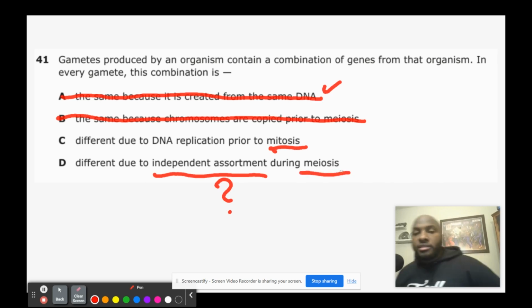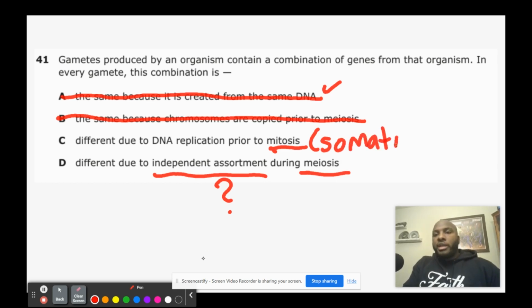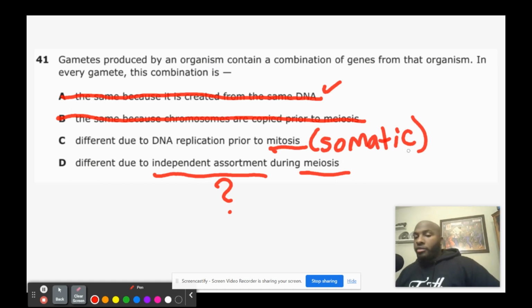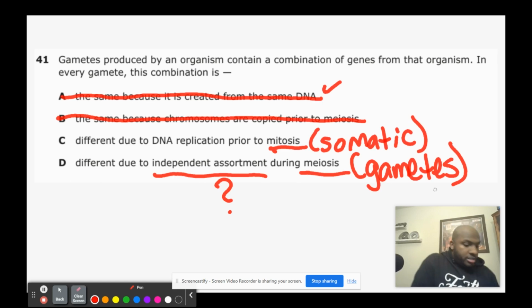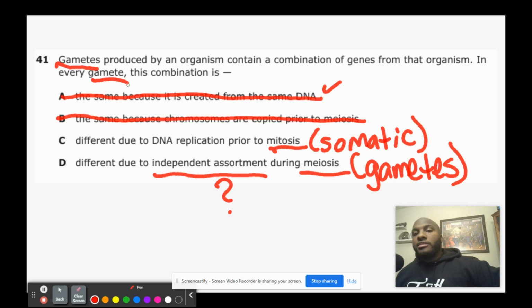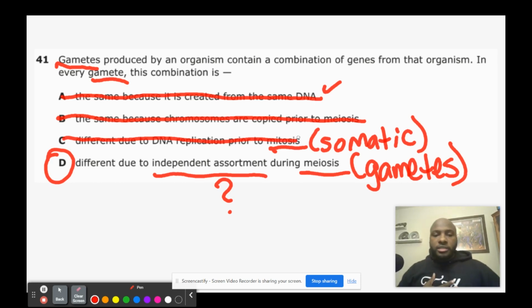But I do know mitosis and meiosis. I know that mitosis deals with somatic cells, and I know meiosis deals with gametes. The question mentions gametes twice, which would lead me to believe, based off of my knowledge only of mitosis and meiosis, that D would be the correct answer, because mitosis has nothing to do with gametes. Everybody get that? Hopefully you did. Hopefully you'd already answered that.